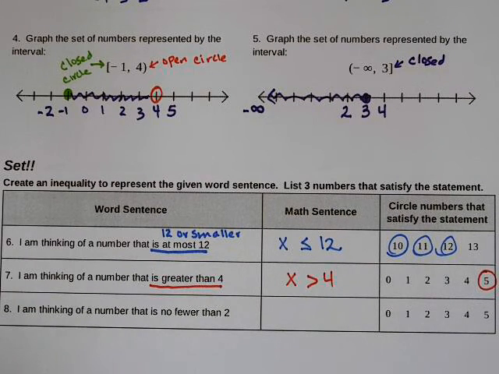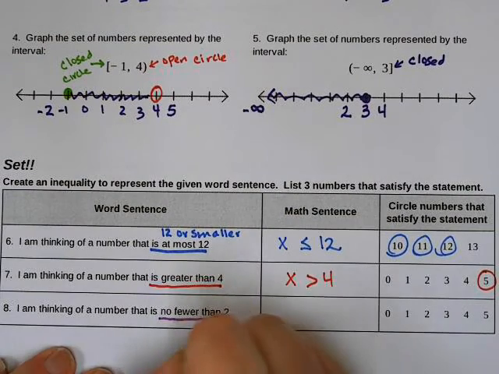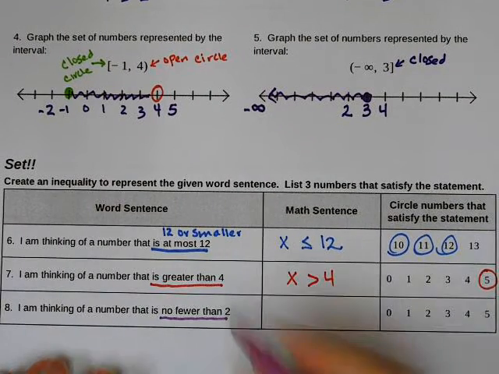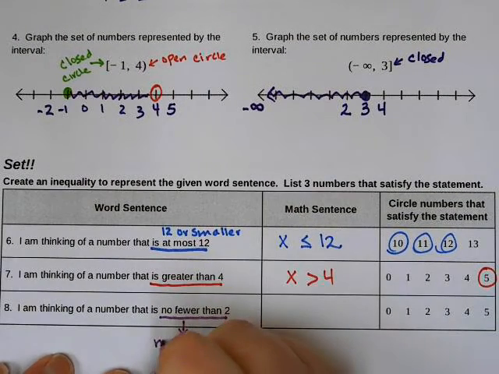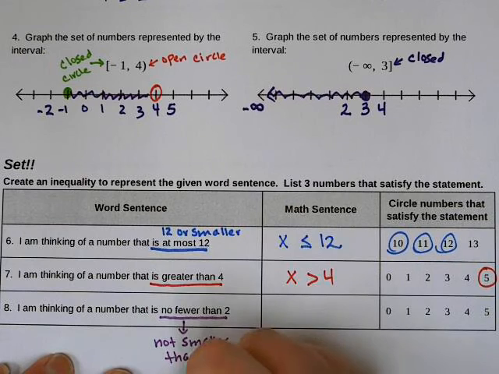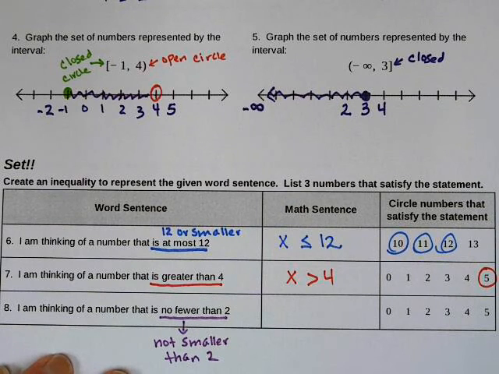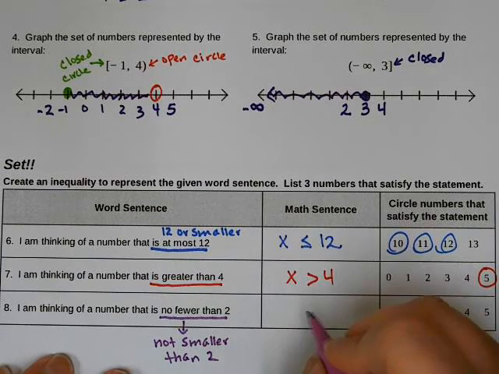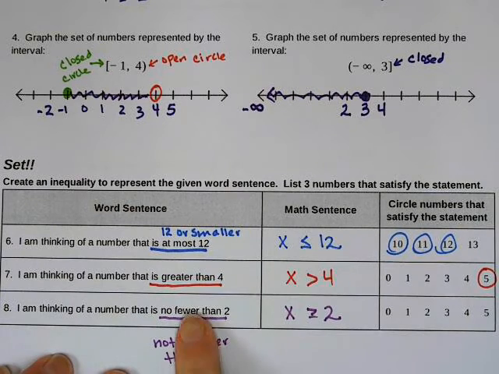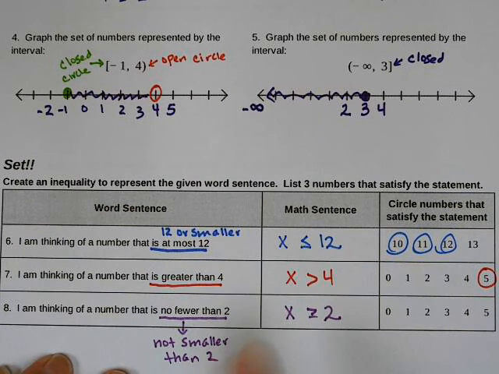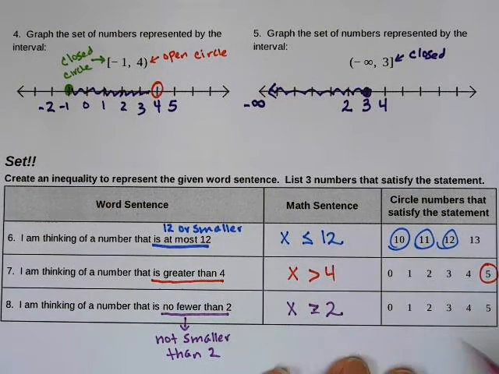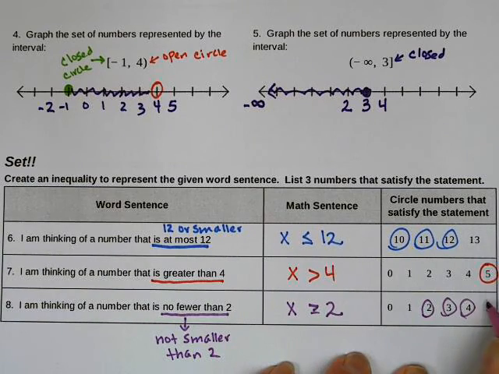And then I'm thinking of a number that is no fewer than 2. So again, we kind of have to think about what no fewer than means. So no fewer means that it cannot be smaller than 2. So not smaller than 2. Well, that means it could equal 2 and it could be bigger than 2. So the inequality that's going to go along with that is going to be x is greater than or equal to 2. Again, the no fewer means it can't be smaller, but it could be equal to it and it could be bigger than it. So that's the greater than or equal to symbol. So the numbers that satisfy could be 2, 3, 4, and 5.